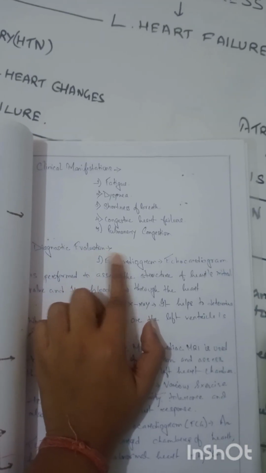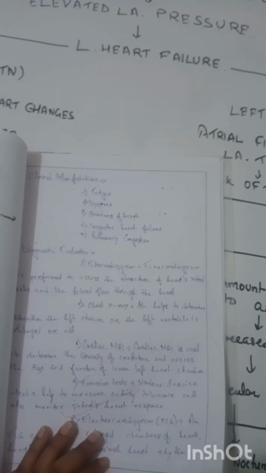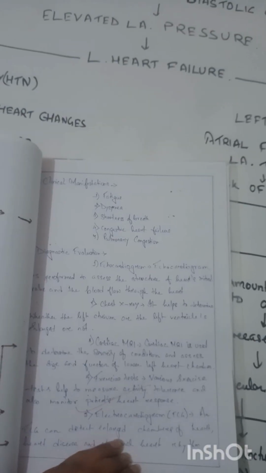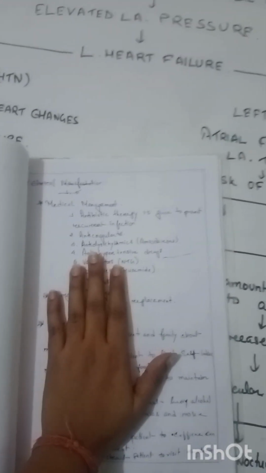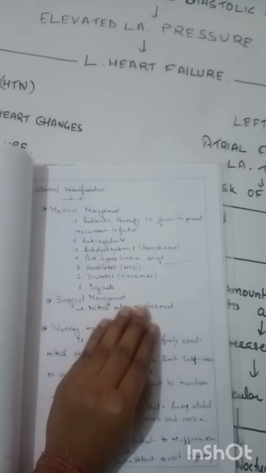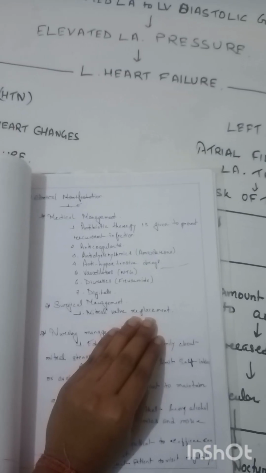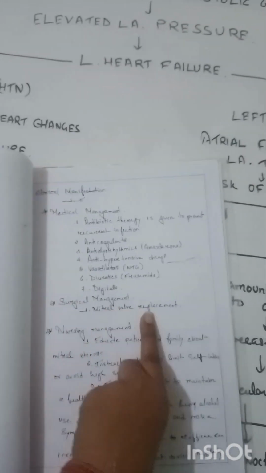And in diagnostic evaluation, we can do echocardiogram, chest X-ray, cardiac MRI, exercise test, and electrocardiogram. And in medical management, as we know, the main cause may be bacteria, so you can provide antibiotic therapy, anticoagulants, antiarrhythmics, antihypertensive drugs, vasodilators, diuretics, and digitalis. And in surgical treatment, we can see mitral valve replacement.